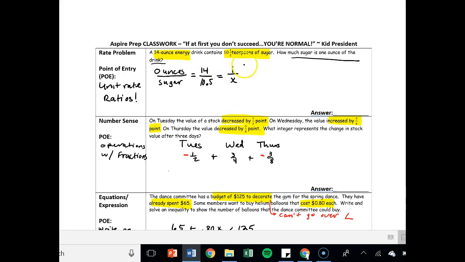We can go ahead and cross multiply to solve this. So 14 times x gives you 14x. 10.5 times 1 gives you 10.5. And then you're just going to divide both sides by 14. When you do that, it cancels out, and you get your answer of x is equal to 0.75. So you got 0.75 or 3/4 teaspoons of sugar per ounce of drink, right?